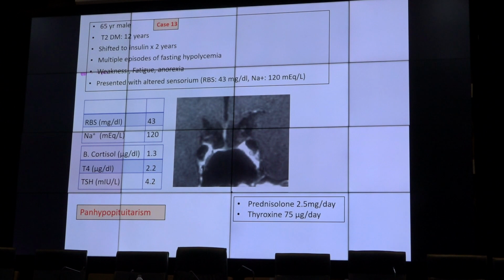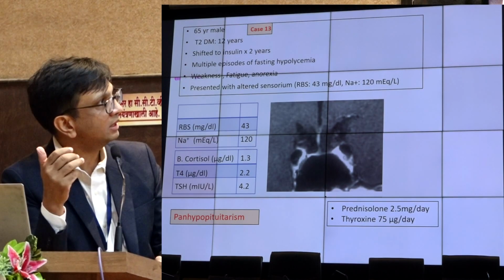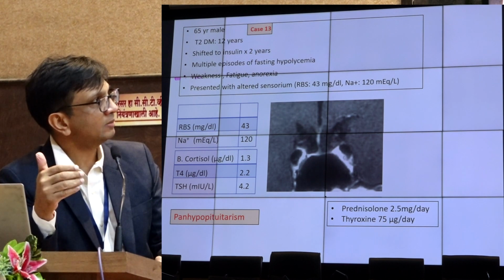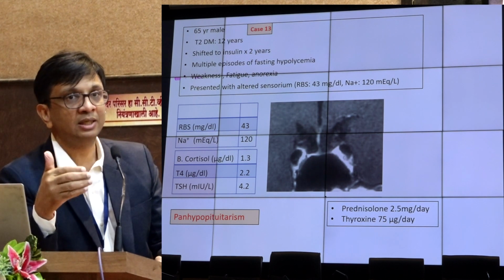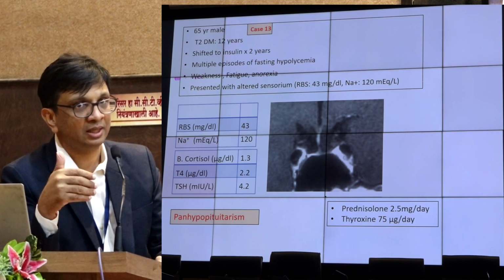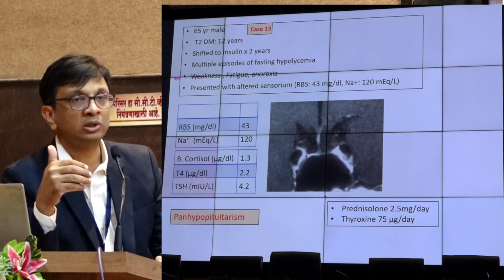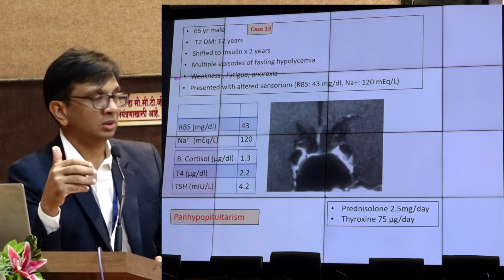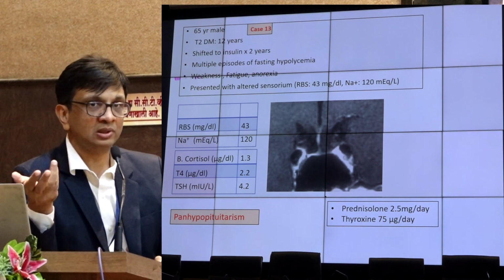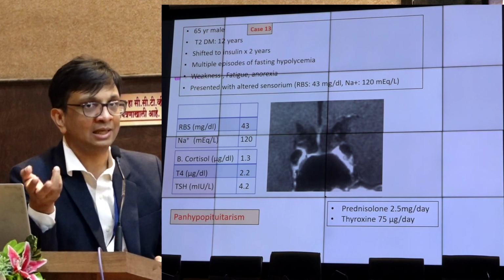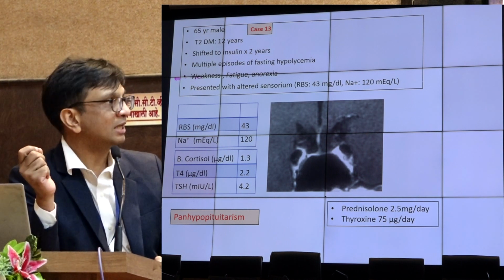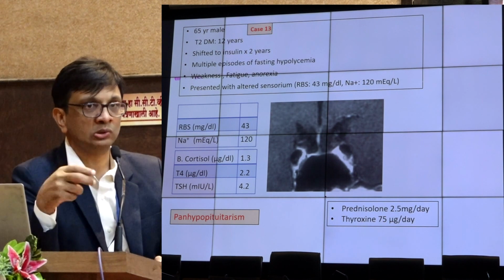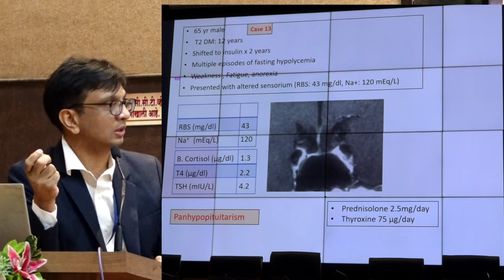In this case, this 65-year-old presented with diabetes. He was having multiple episodes of hypoglycemia. Even after stopping diabetic drugs, his fasting hypoglycemia persisted, and which was all because of the cortisol deficiency he was having. So panhypopituitarism, especially the steroid deficiency, can lead to hypoglycemia in these cases. Hyponatremia is well known, but hypoglycemia is also a presentation of hypocortisolism.